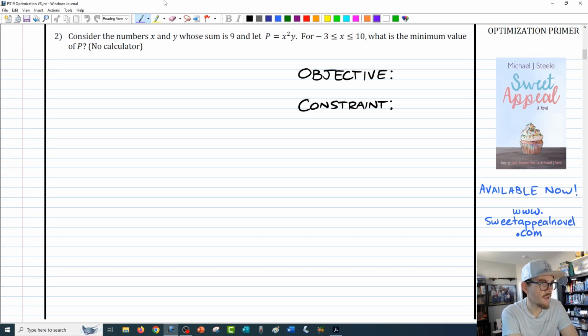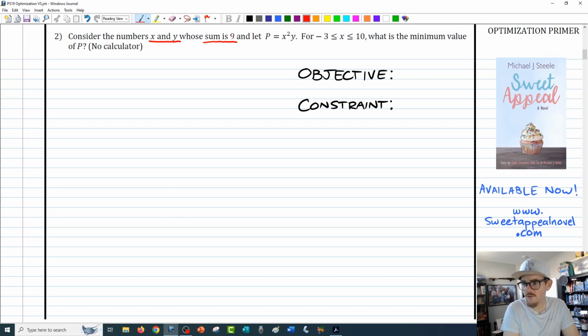It says, consider the numbers x and y. By the way, it says numbers. It doesn't say integers, for what that's worth. Whose sum is 9, and let p equal x squared over y. Now that's already a huge piece of information that they're giving us here, so I want to dive into the information that they gave us. The first thing that I note is that they say that the sum of those two numbers, x and y, is 9.